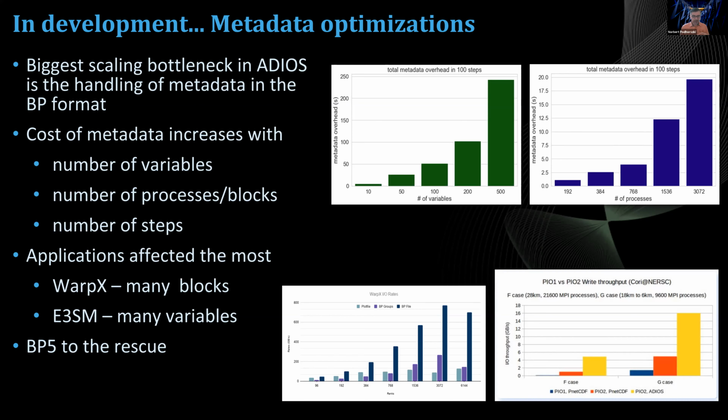And so we know that two applications are suffering from this. Most applications are fine, they have great performance, but WarpX has so many blocks, like 10 blocks per process per variable, so you easily have 1 million blocks. And E3SM is one which has lots of variables, 500 to 1,000 variables in an output step. So they are suffering the most from this.